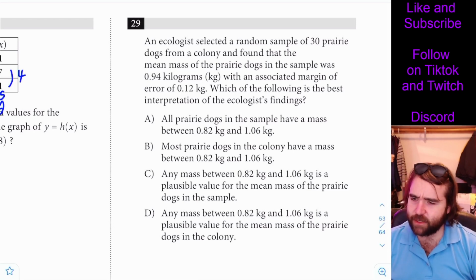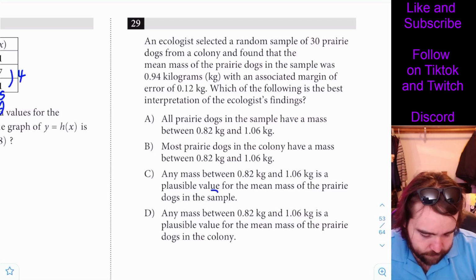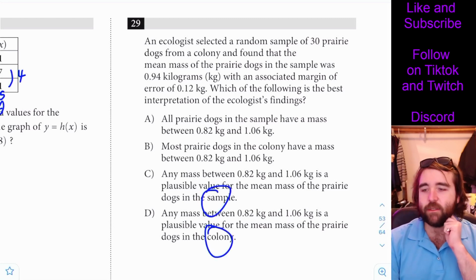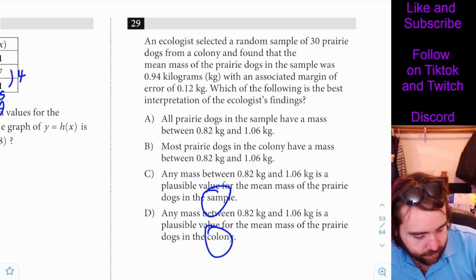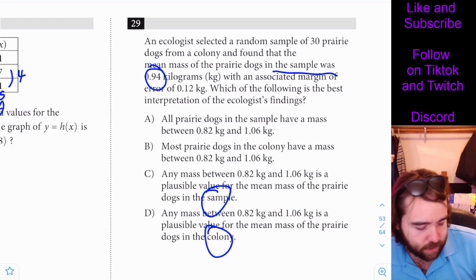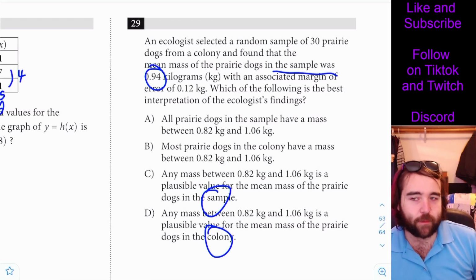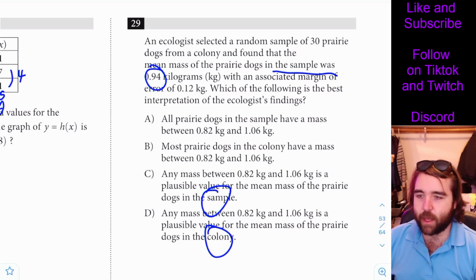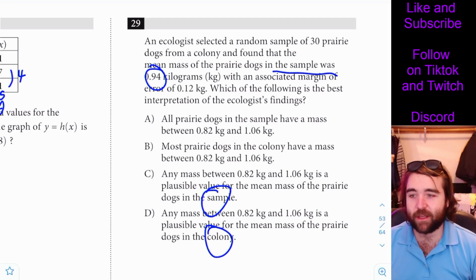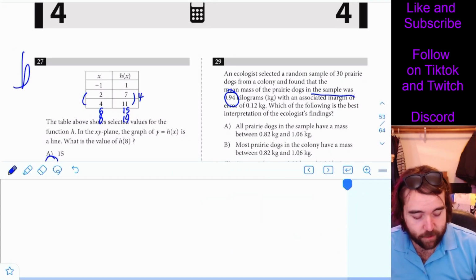Now, what's the difference between C and D? Let's actually look word by word. Oh, only one word different. Sample and colony. So yeah, we know the mean of the sample. They tell us that directly, actually, right? The mean of the sample is 0.94. That's not in question. The mean of your sample is never in question. You can calculate the mean of your sample. What's in question is the mean of the colony, and that's always in question because you never know that exactly.